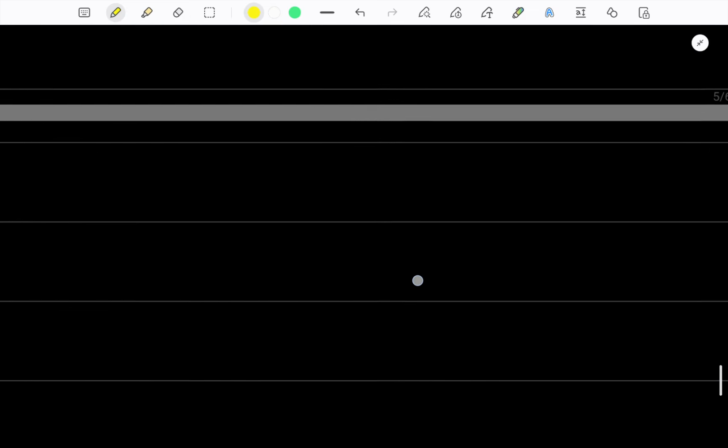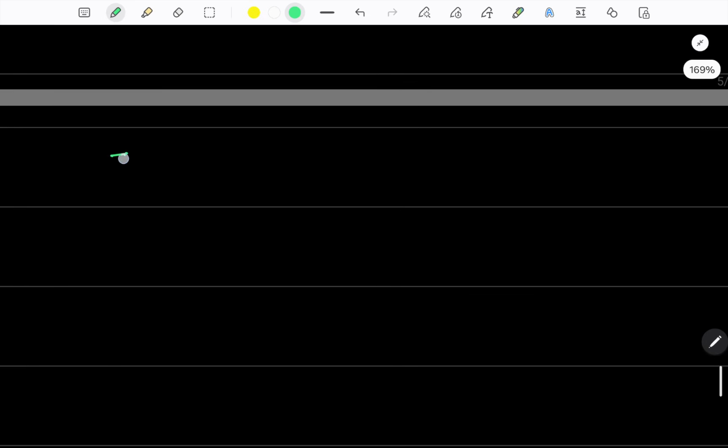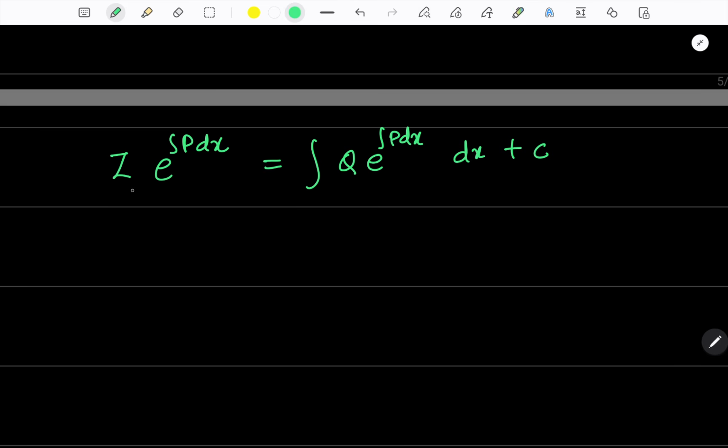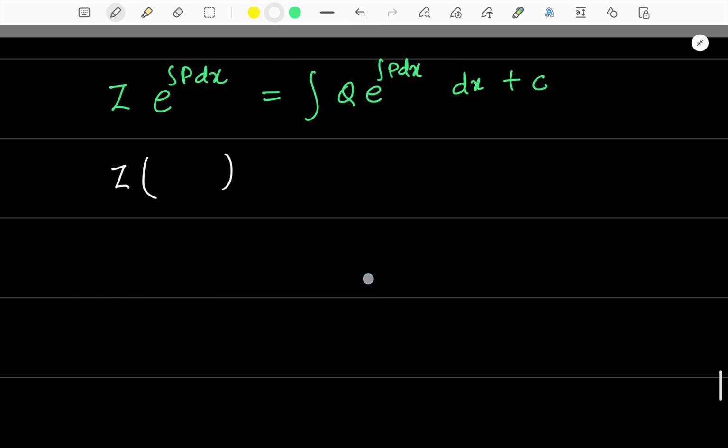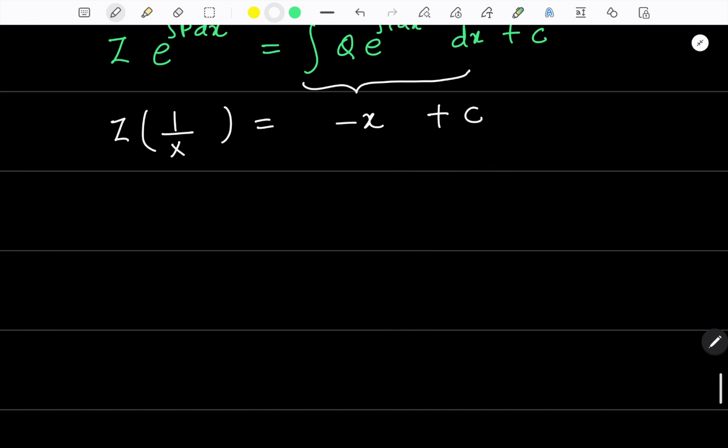So we got step 1 and we got step 2. Now we are going to put all these things into z e power integral p dx is equal to integral q e power integral p dx into dx plus c. So now z times e power integral p dx, what did we get? 1 over x. Yes, 1 over x, and the right side we got minus x plus c, right? So we are almost nearing the end. So z over x, z divided by x, is equal to minus x plus c, right?